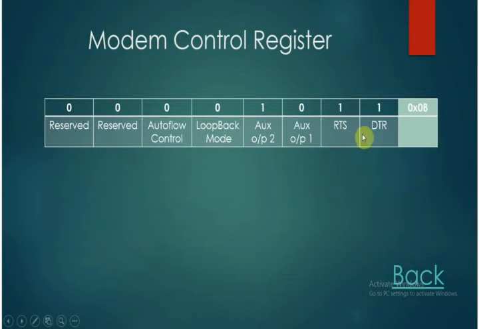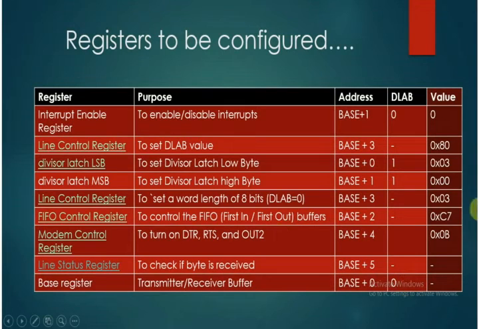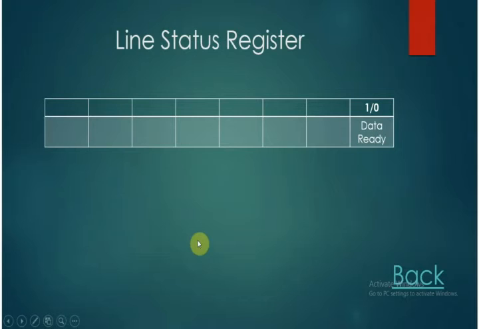Bit 1 and 0 are made equal to 1 to activate the request to send and data terminal ready lines. So the modem control register becomes 0B in hexadecimal here. Next is the line status register. If you receive some data in the receiver buffer, then bit 0 becomes 1 automatically. That means data is ready to be read.